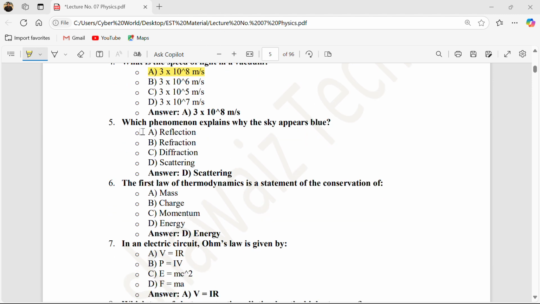Which phenomenon explains why the sky appears blue? This is a very important phenomenon, and we know this is due to the scattering of light. Light is a combination of many colors, but our sky scatters only the blue color, and the other colors are not scattered as much. That's why we see the blue color. So the correct answer is scattering. The sky appears blue due to the scattering phenomenon.